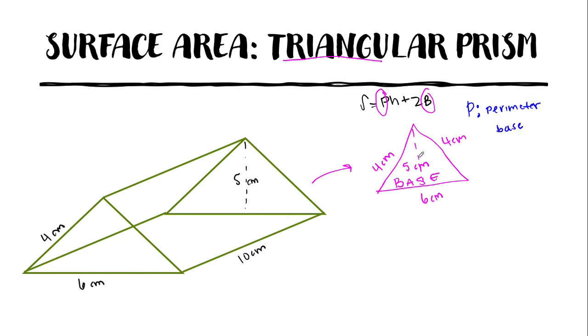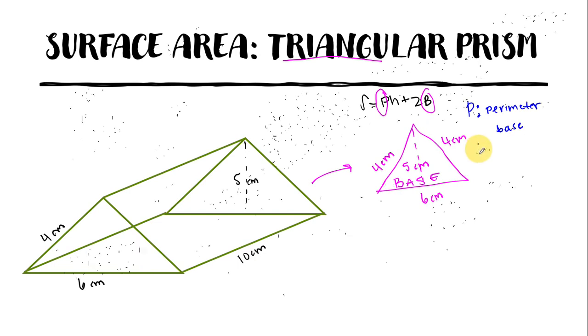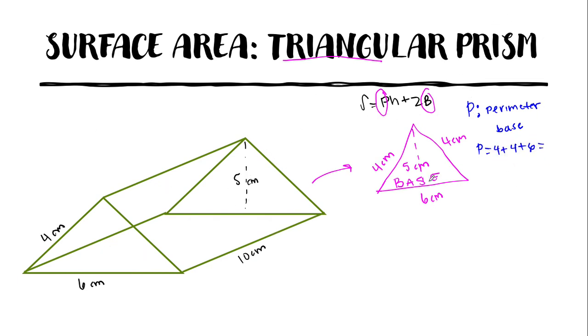Well, remember the perimeter is adding up all the sides. So perimeter would equal 4 plus 4 plus 6. Why am I not adding 5? 5 is not one of the sides, right? 4 plus 4 plus 6 is 14. So we have our P.